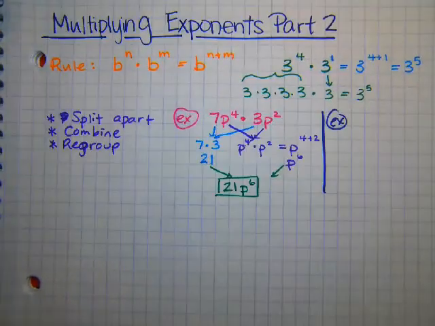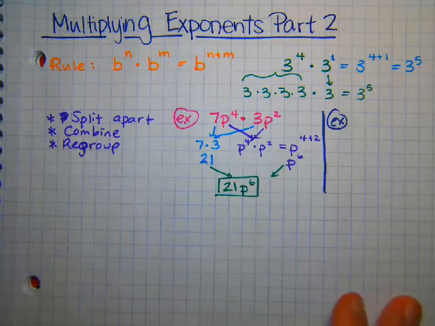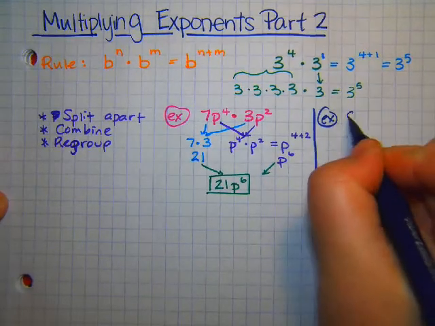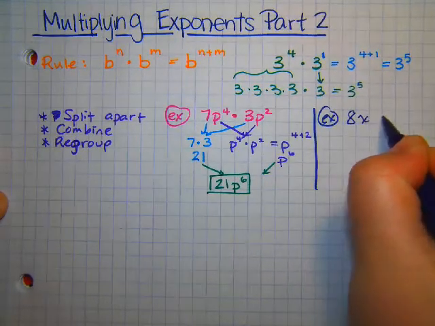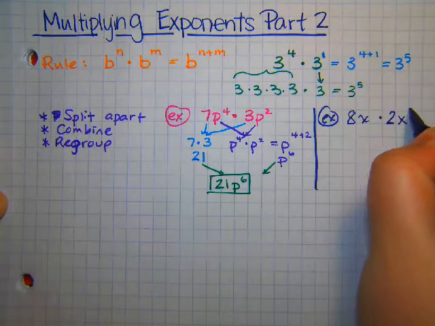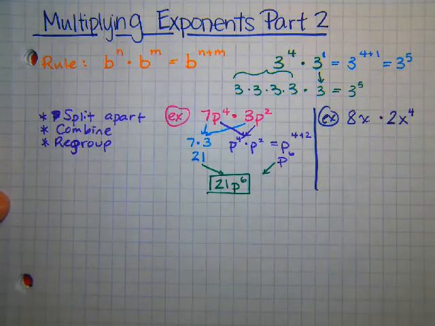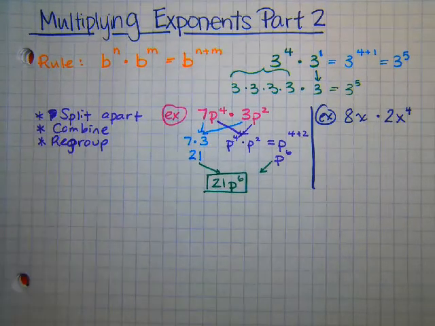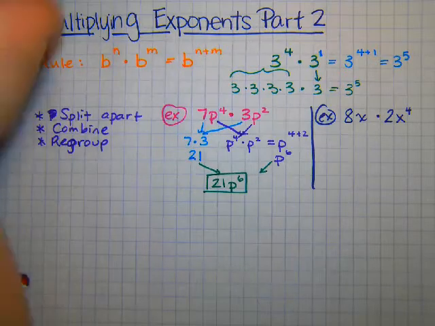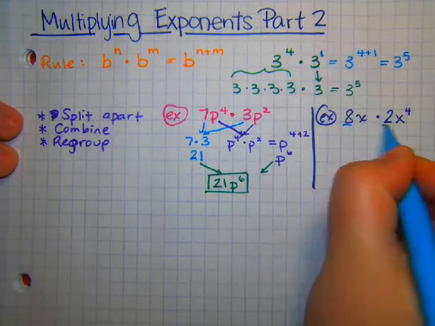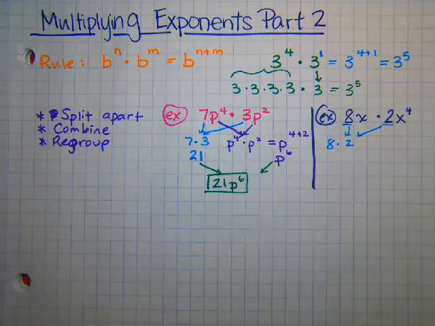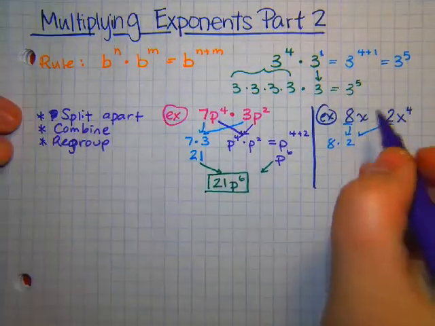So let's do, for example, whoopsies. I just kind of want to add ones in with the, yeah, here, 8x times 2x to the 4th. Okay, so now what we want to do is split them apart into the appropriate groups. So again, my 8 and my 2 are going to come together to be multiplied, so 8 times 2. And then my x's are going to go together.